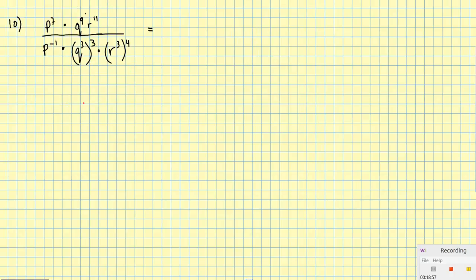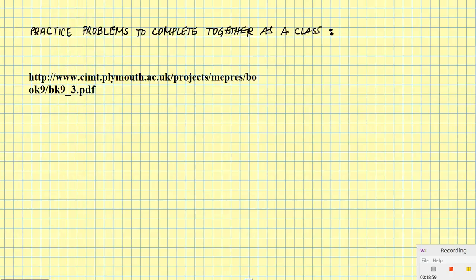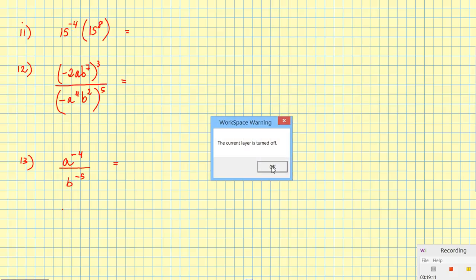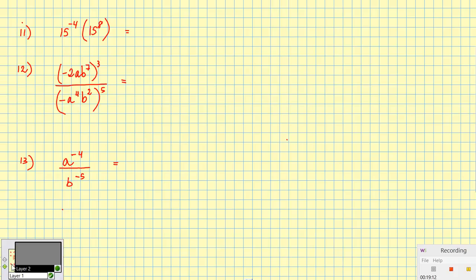Last question. Let's do a couple more questions here on this page, and then we're done. So if I have 15 to the negative 4th power times 15 to the 8th, it's really the same thing as saying 15 to the power of 4. Negative 4 plus 8 gives me positive 4.